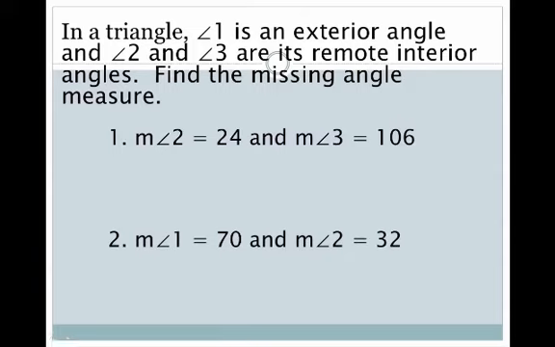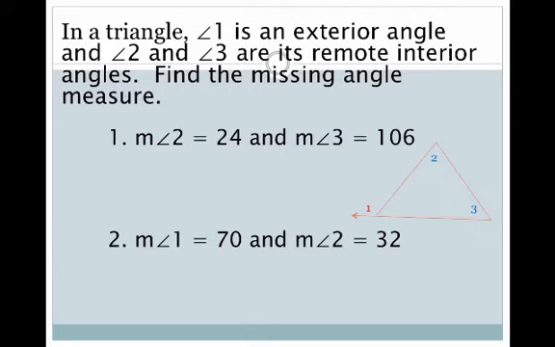All right, and then our last one here. In a triangle, angle 1 is the exterior angle, and angle 2 and 3 are its remote interior angles. We want to find the missing angle measure. Well, first of all, you want to draw yourself a picture to make more sense out of it. So now we have that picture again.